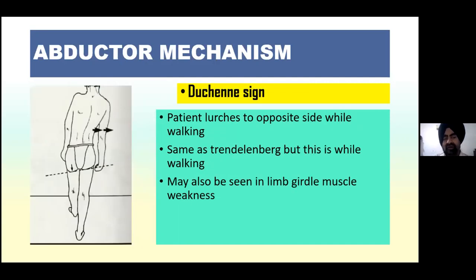This is the Duchenne sign. The patient lurches to the opposite side while walking. The difference from the Trendelenburg is that it is tested while standing. This Duchenne sign is when we are checking the patient in walking position.